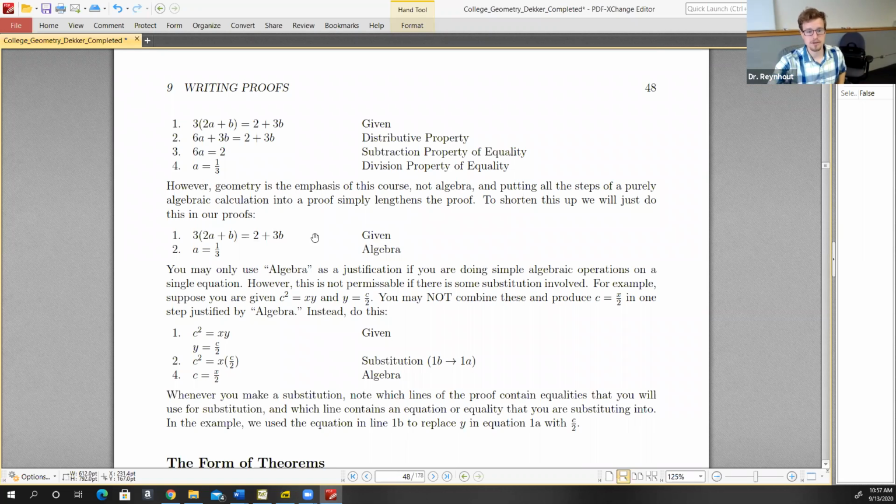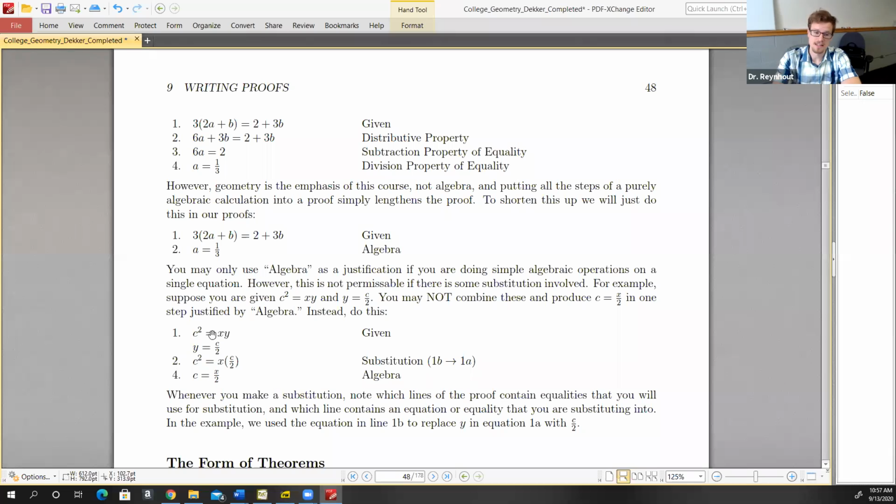To clarify a little bit more, we might be given, say, a system of equations, and we might need to solve that system by substitution. You can't just say, this is the solution. What you should do is take the given and then perform the substitution. So this second line, line 1B, is plugged into line 1A of number 1 to find number 2 here. So this is substitution of 1B into 1A.